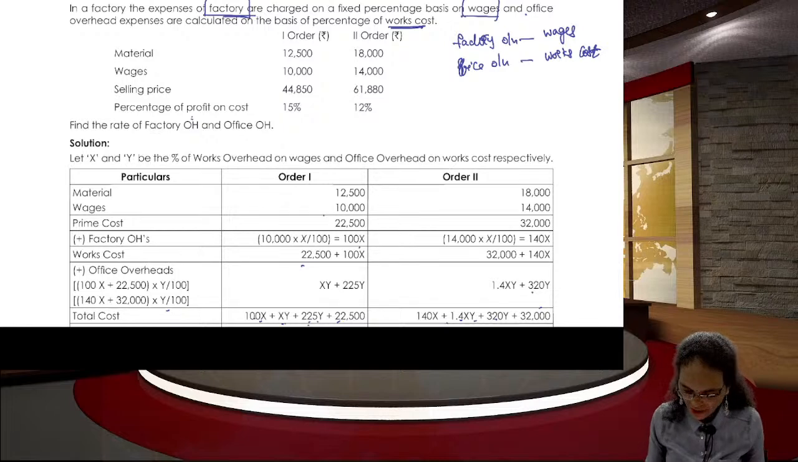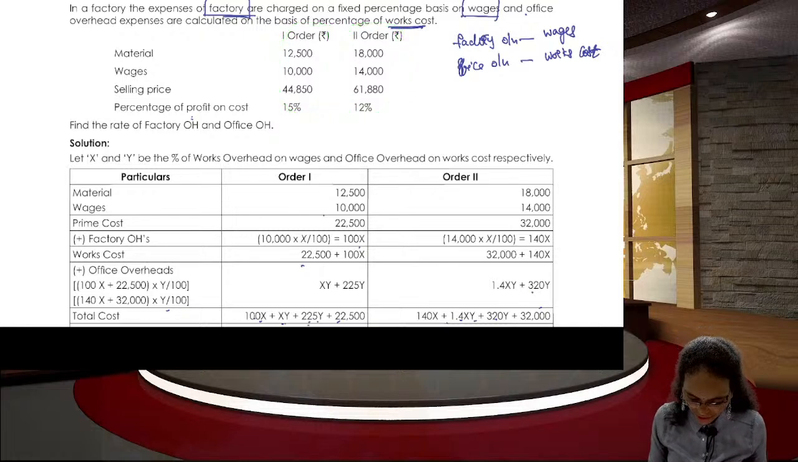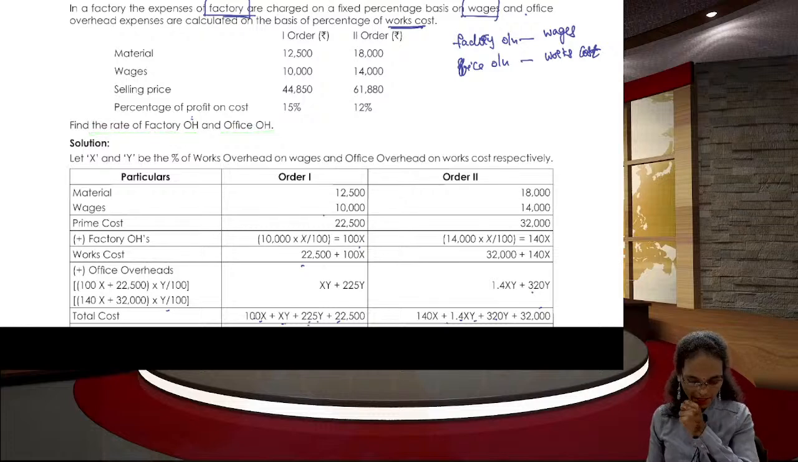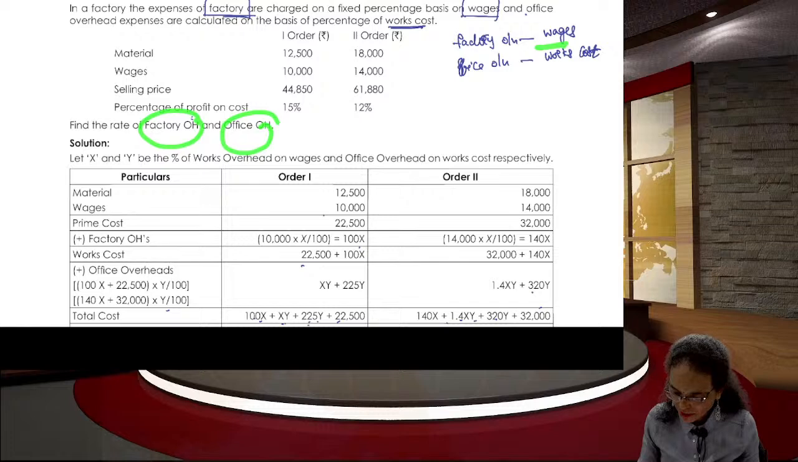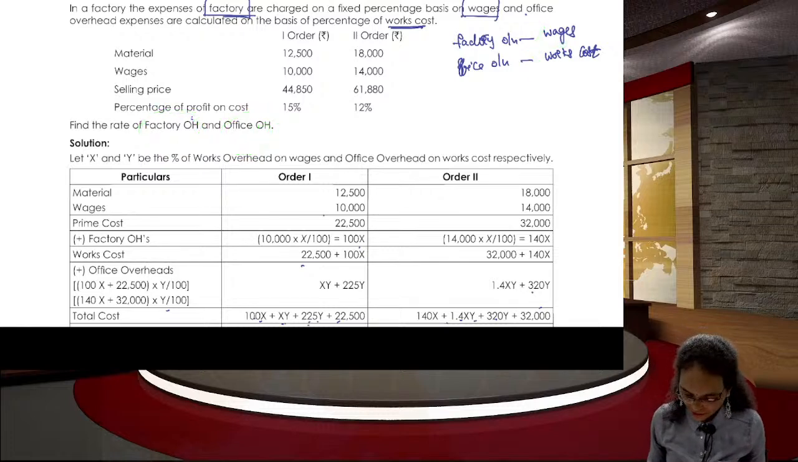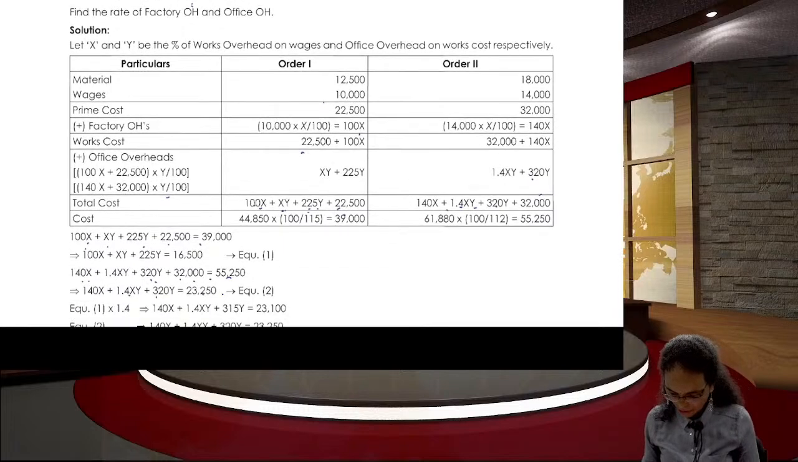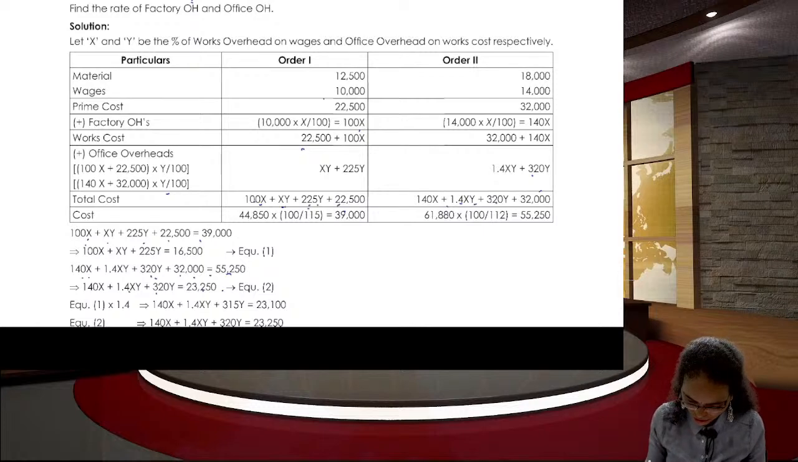The information given here is, we have two orders in our hand, order 1 and order 2. Find the rate of factory overhead and office overhead. See, it is asking us to find out the factory overhead rate and the office overhead rate. He said some percentage, but what the percentage is we don't know. That's what we need to find out here. I'll explain here only.